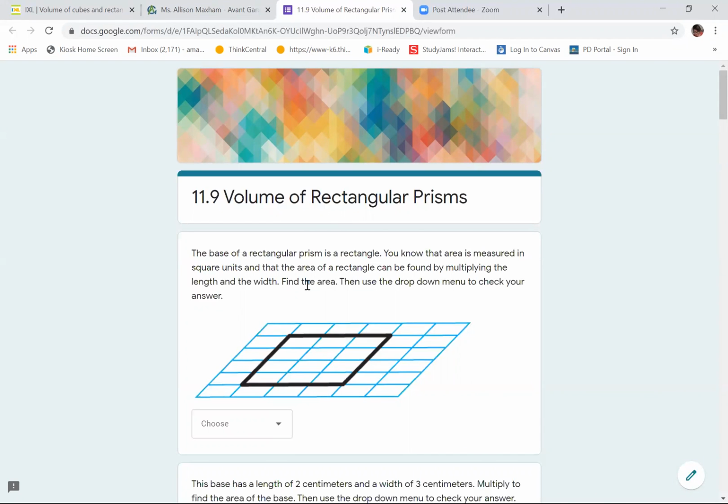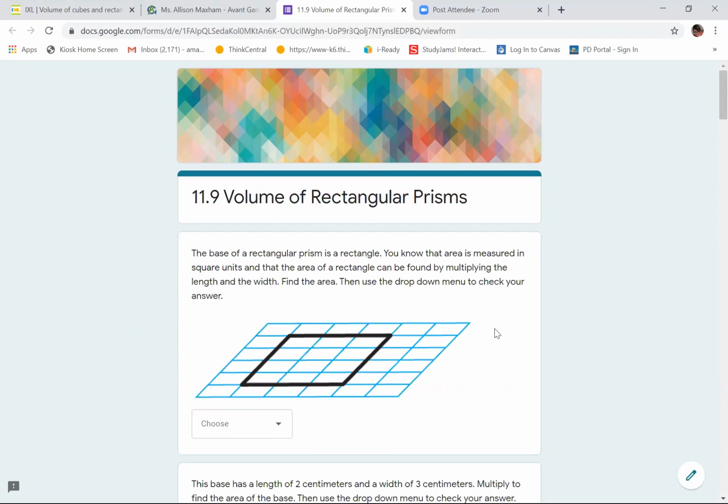I want you to answer the question on a piece of paper, and then look what it says. Use the drop-down menu to check your answer. So let's do this first one together. The base of a rectangular prism is a rectangle. You know that area is measured in square units, and that the area of a rectangle can be found by multiplying the length and the width. Find the area. Then use the drop-down menu to check your answer.